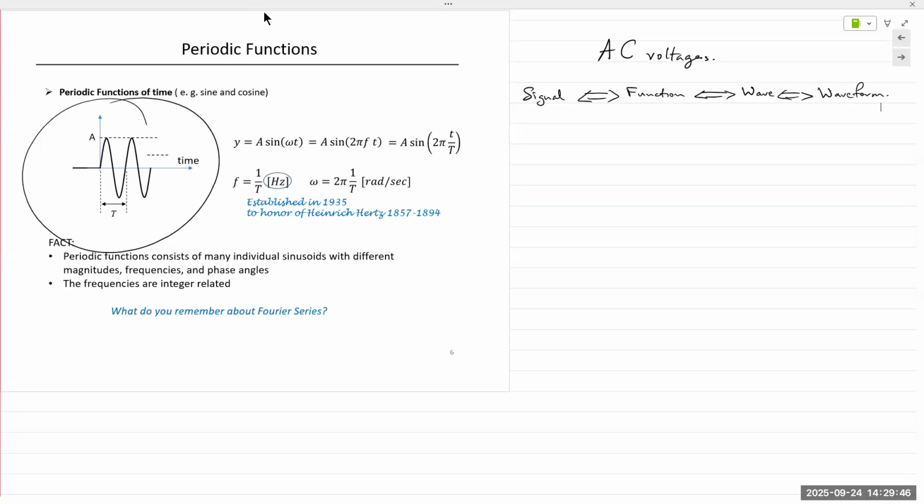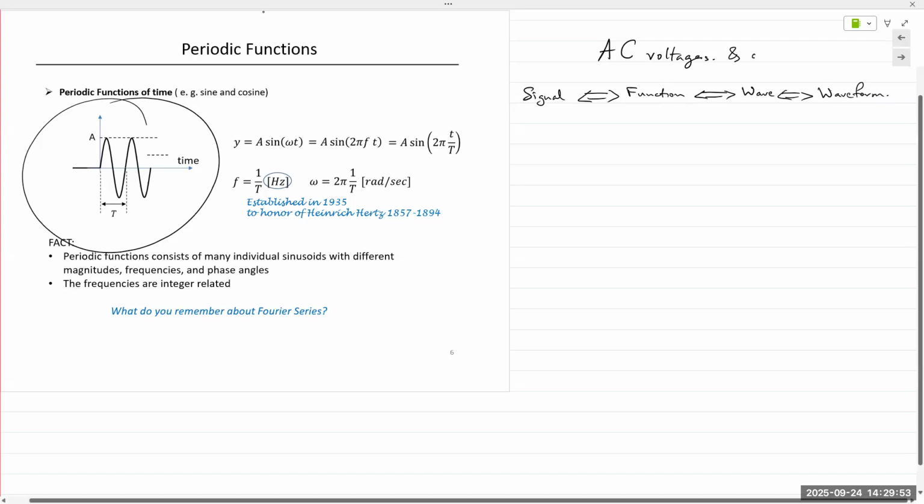All right. So AC voltages and currents. And then why are they known as periodic functions?